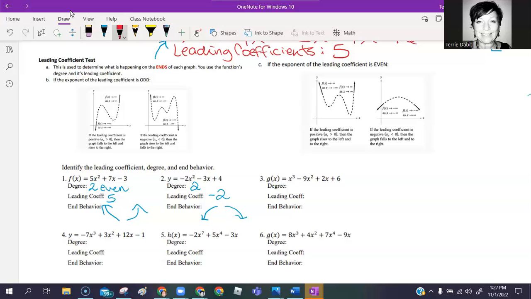All right. And number 3, I have a degree of 3. My leading coefficient is 1. So I have an exponent that is odd. So I'm headed this way. And my leading coefficient is greater than 1. So therefore, it is going down on the left and going up on the right.